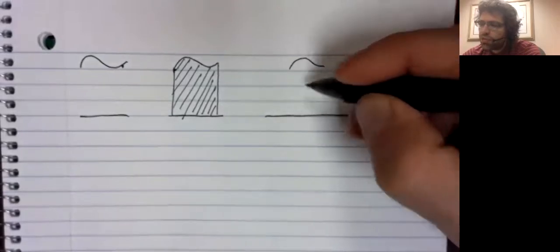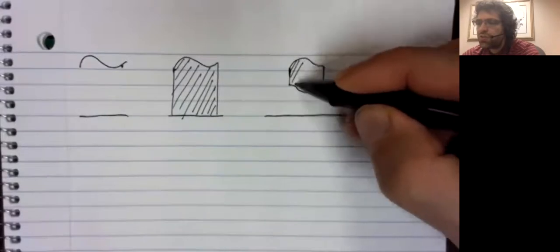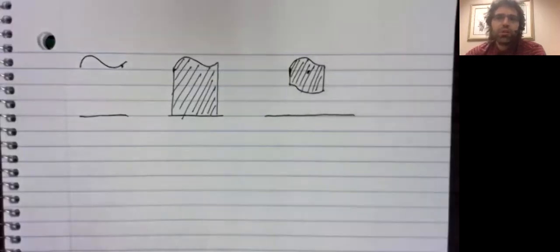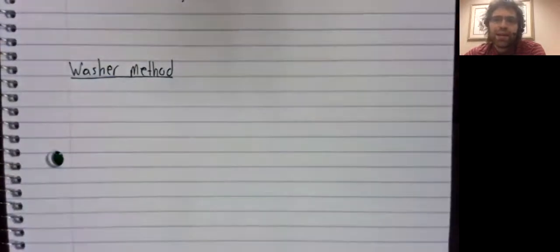We'll now ask the question, what if you have some region like this, and you rotate it around the axis? You'll get the kind of malformed inner tube or malformed donut. How do you find the volume of that figure? To answer that question, we'll introduce the so-called washer method. Although our way of introducing this method won't make it totally clear where this name comes from.